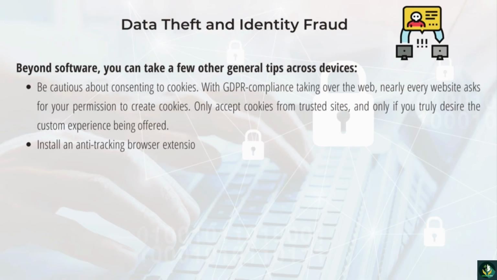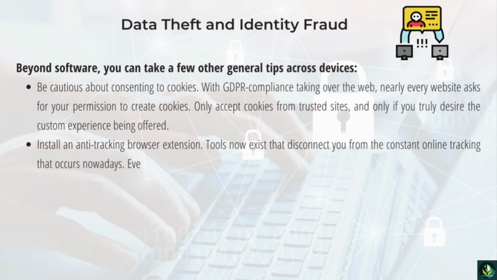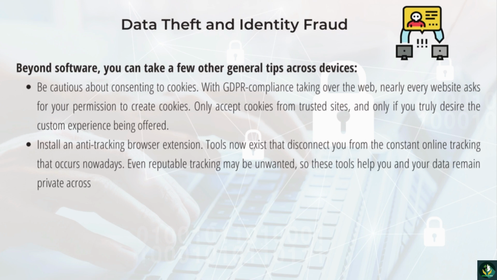Even reputable tracking may be unwanted, so these tools help you and your data remain private across the web. 3. Keep all software updated with the latest security. Malware can get installed onto your system through operating systems and app vulnerabilities. Updates commonly include security patches to fix these natural weaknesses, so always update as soon as possible.